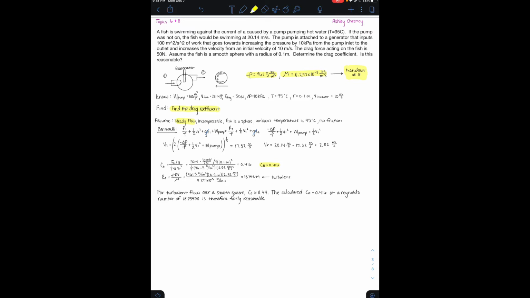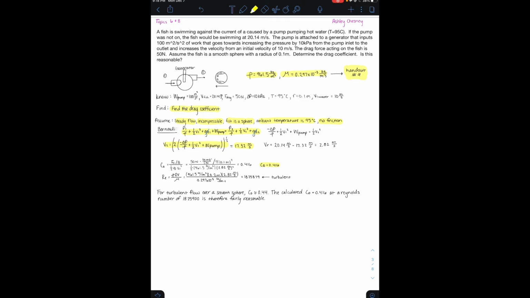For this problem, we assume that there was steady flow, that it was incompressible, that the fish is a sphere, and that the ambient temperature is 95 degrees Celsius and that there's no friction. First, the Bernoulli equation that's including pump work was used, and this was used to solve for V2 in the pump, which was 17.32 meters per second.